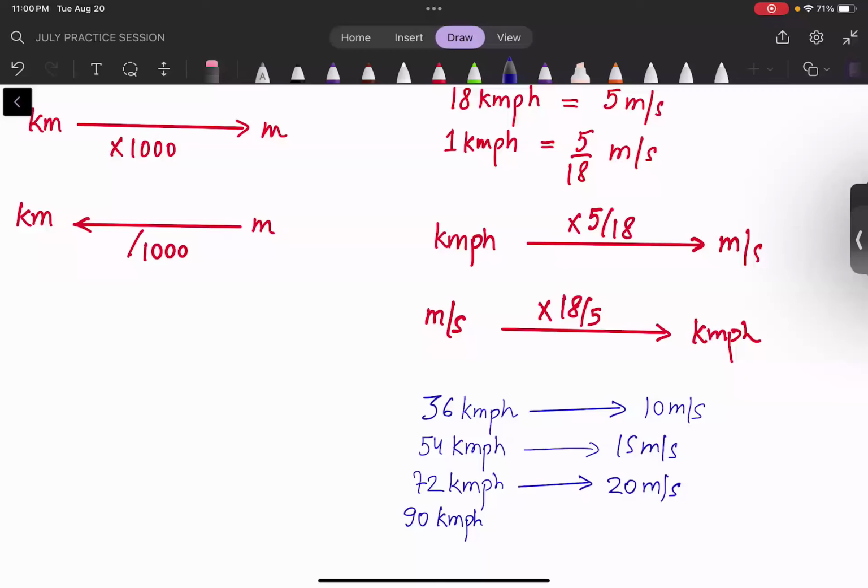So for these values, I will not apply the conversion, which is this. Don't do this 5 by 18, 18 by 5. For multiples of 18 and multiples of 5, don't do this. Okay, 90 kmph, how much meter per second? 25 meter per second. All right. Now moving further.